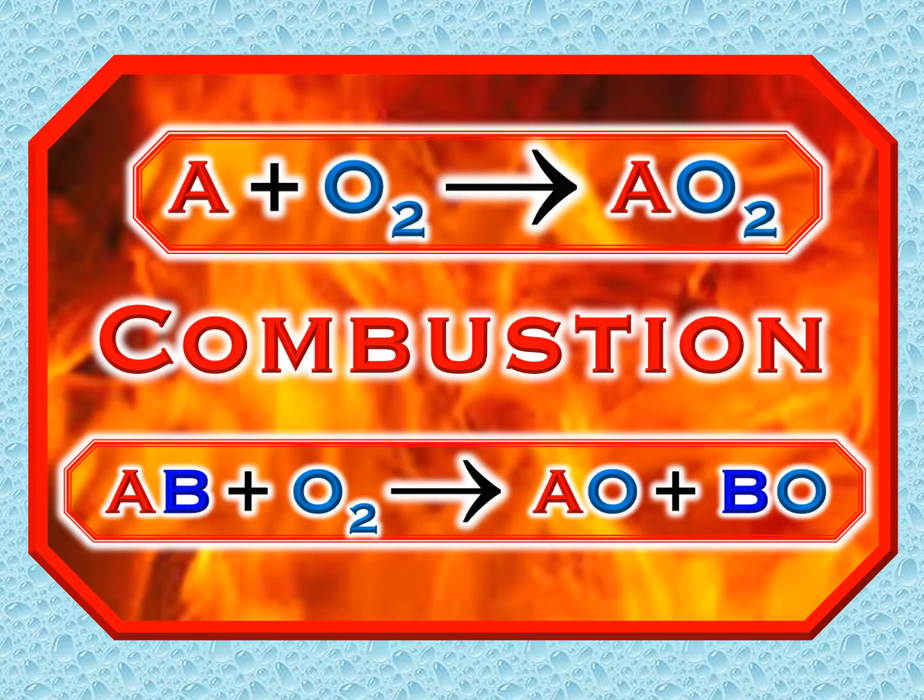Here are 2 examples of a generic combustion equation. The first one has a generic chemical A reacting with oxygen, producing a compound with oxygen. Another example, the bottom one, has a compound reacting with oxygen, producing 2 compounds, both containing oxygen. That is more typical. That's what we usually wind up seeing. Those are both forms of combustion. So when we talk about reactions with oxygen, we just call them combustion.